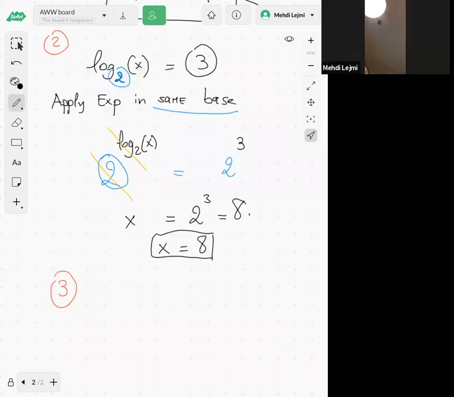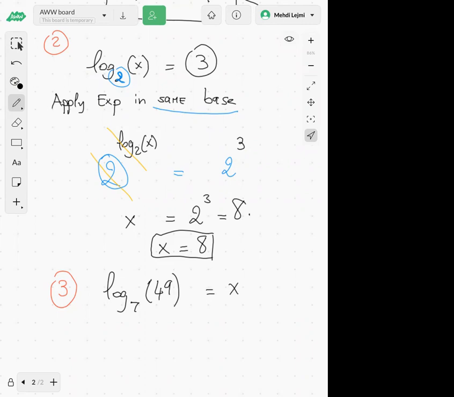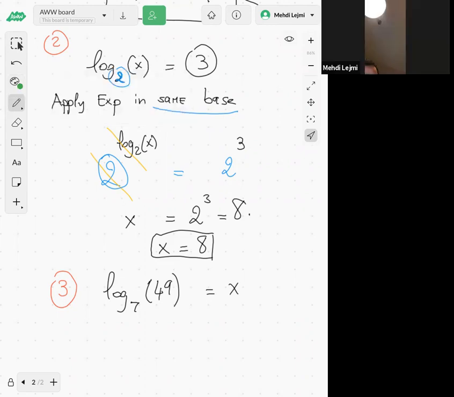So let's say you have log and you want to compute, let's say, log in base 7 of 49. Let's say this is equal to x, and you want to find your x. Again, this is not a multiplication, guys. This is not log times 49. It's log of 49. Log of 49 is some number.